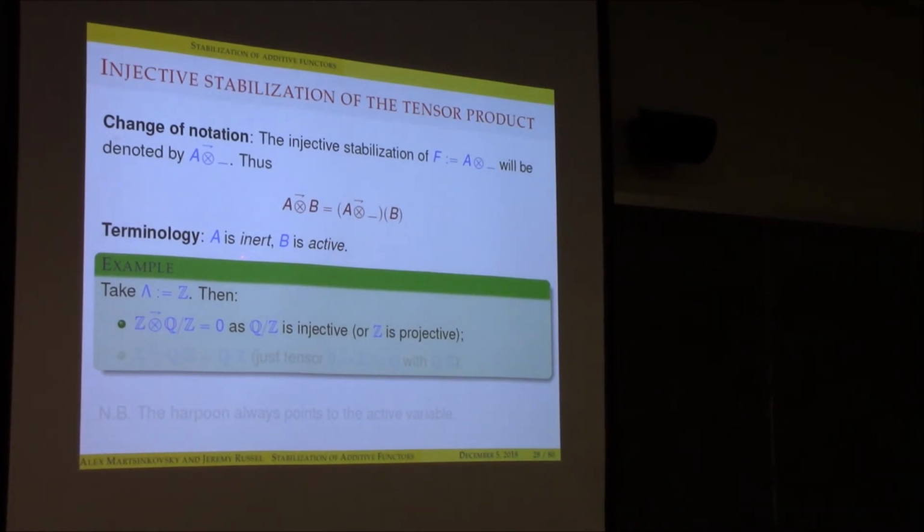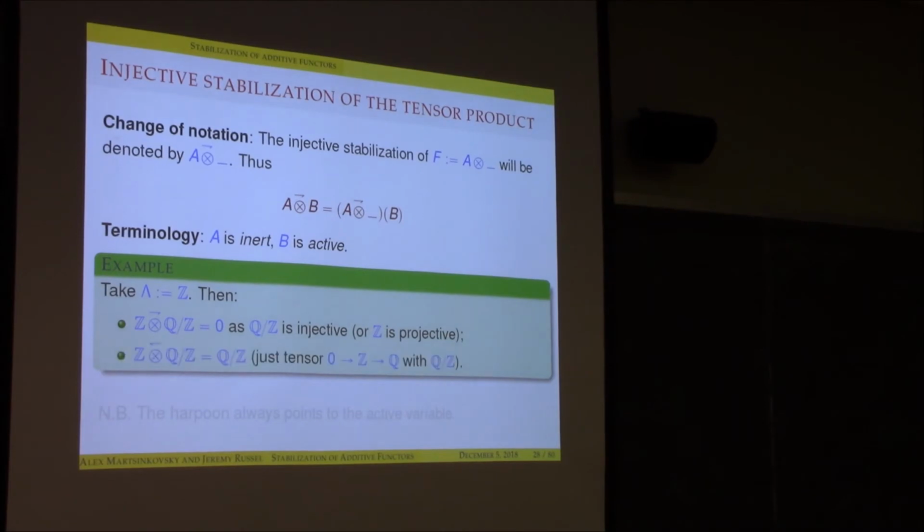So remember, this is an injective container. Q mod Z is its own injective container. That's an isomorphism. Apply a functor to it, you still get an isomorphism. What's the kernel? The kernel is 0. So this injective stabilization of the tensor product will be 0.